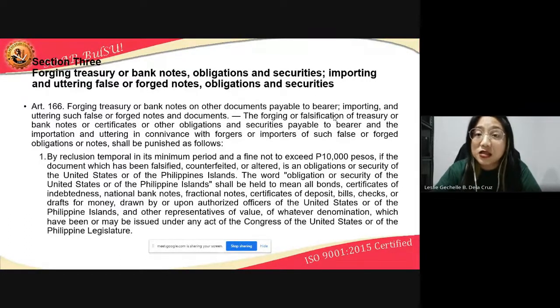notes and documents. The forging or falsification of treasury or banknotes or certificates or other obligations and securities payable to bearer, and the importation and uttering in connivance with forgers or importers of such false or forged obligations or notes shall be punished as follows. Ito, reclusion temporal in its minimum, and a fine not to exceed 10,000 pesos.